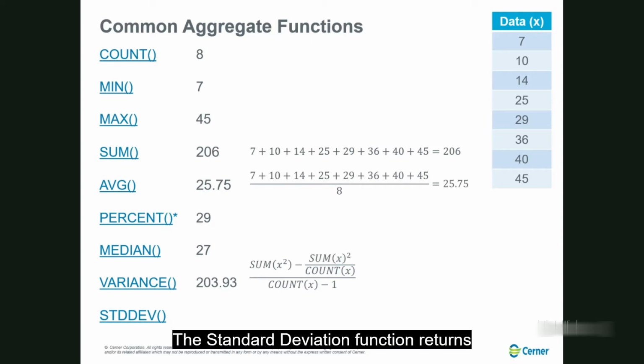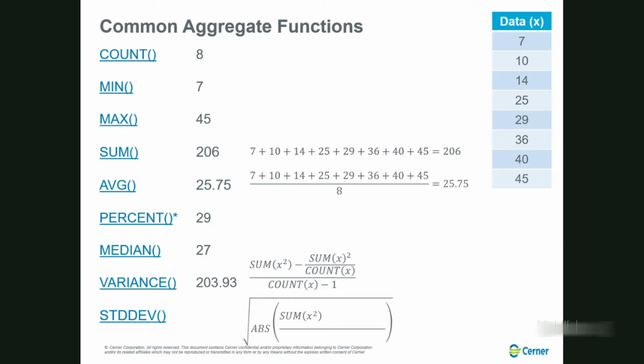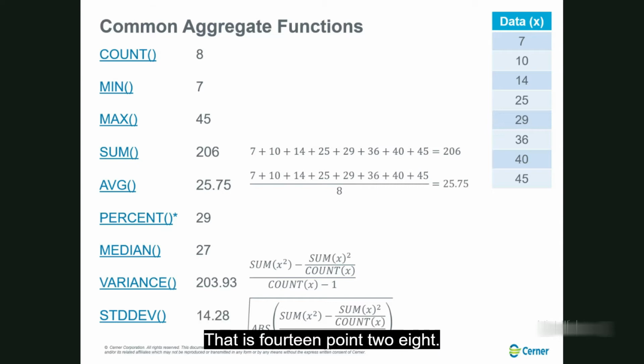The standard deviation function returns the standard deviation of an integer or real number expression across a specified break. This is basically the square root of the absolute value of the variance. Here's the formula used to calculate it. That is 14.28.